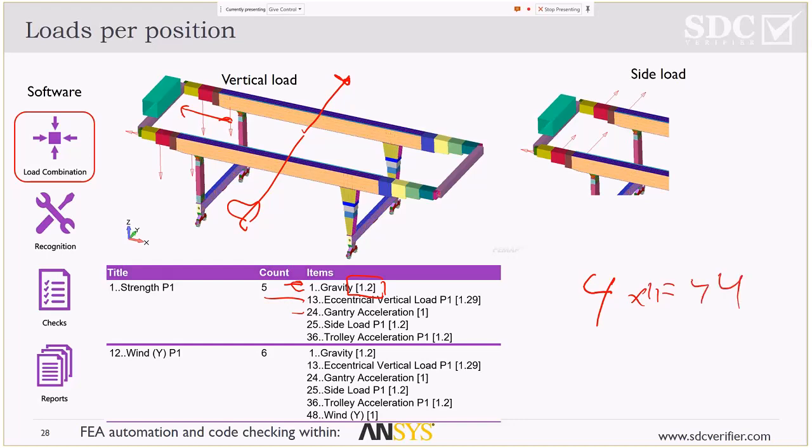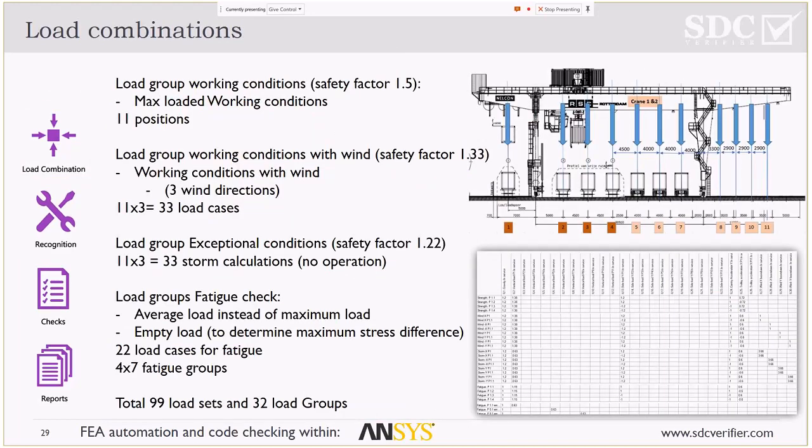44 solutions, load sets which you need to define. If you have these 44 and you want to add wind, you have 3 wind situations, because you have wind from the back, wind from the front, or wind from the side, and then you take advantage that this is a symmetric solution, so wind from this side or from the other side results in the same thing. So that gives you 3 times these 44 situations again. Yeah, so you run out of possible calculation routines very fast. And with SDC Verifier, you just use a very big matrix, as you can see over here.